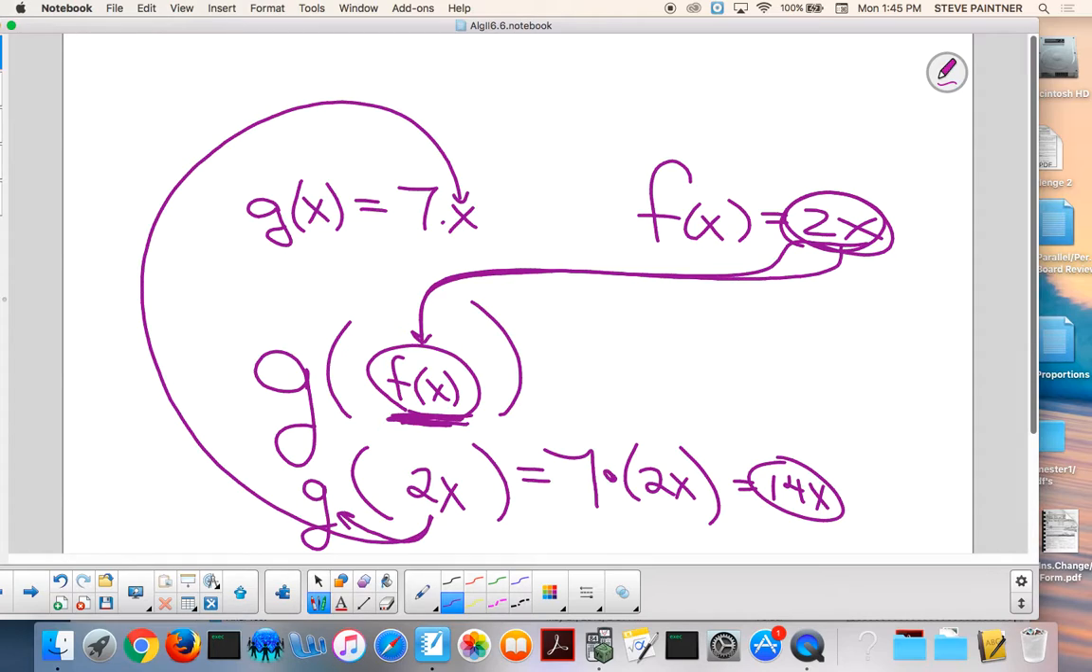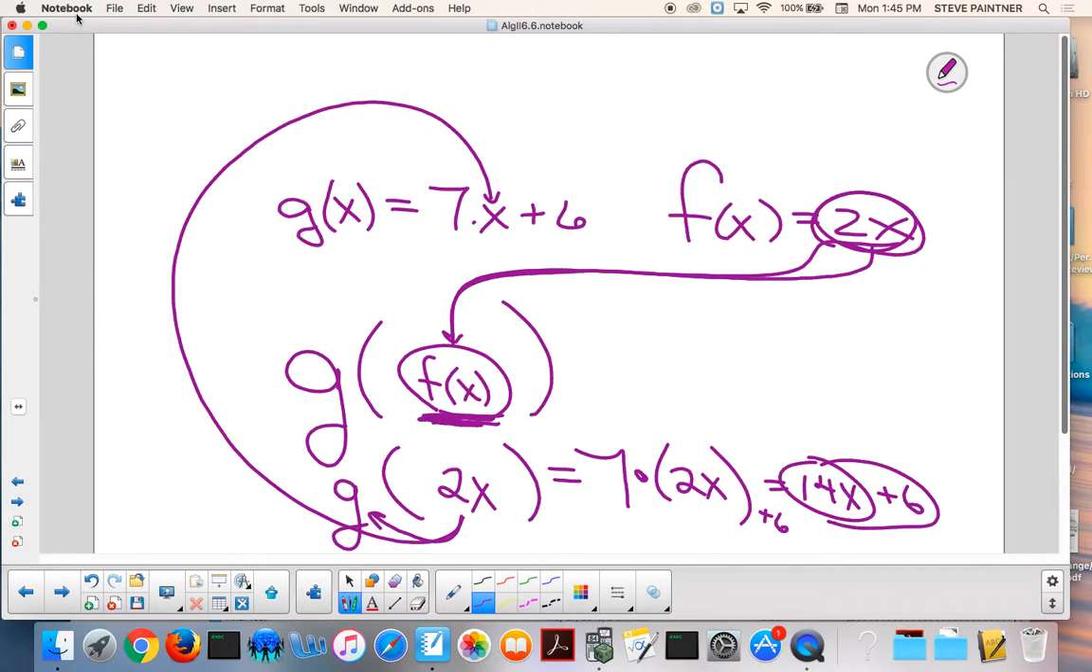14x. Hey guys, what if there was like a plus 6 back here? Then you'd have to say 7 times 2x plus 6, which now makes the answer kind of a little longer, right? Okay. That's all this is, though.